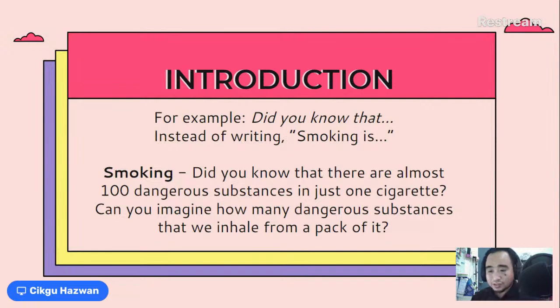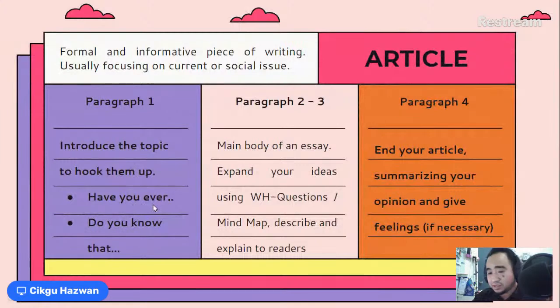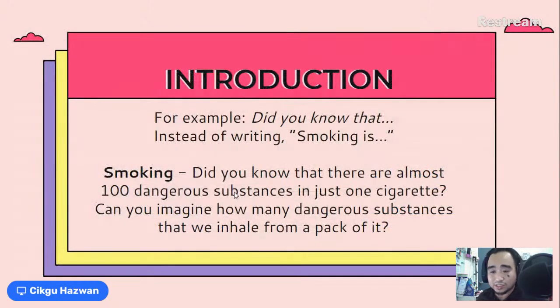Okay. So, for example, kita gunakan keywords just now. I've given you some keywords over here. Have you ever? Do you know that? So let's try to use these keywords and try to do an introduction paragraph. Okay, did you know that? Instead of writing, smoking is an action where we light the cigarette and start inhaling the smoke and exhaling to others. Contoh. So we try to engage the reader by asking a question. This question doesn't need anyone to answer. It is called a rhetorical question.